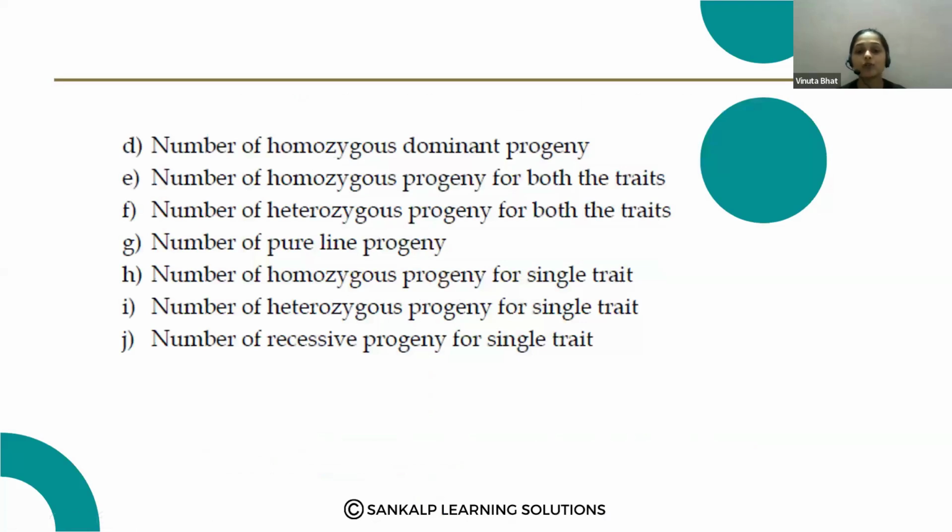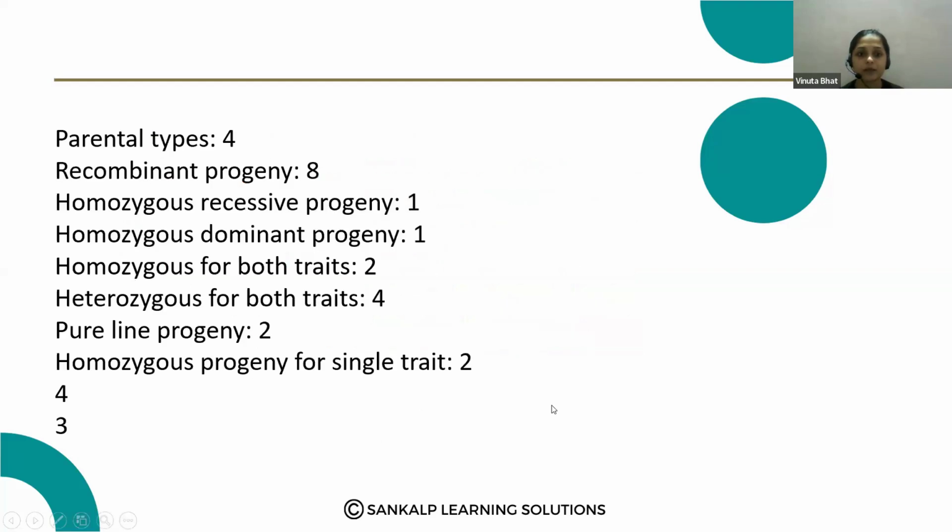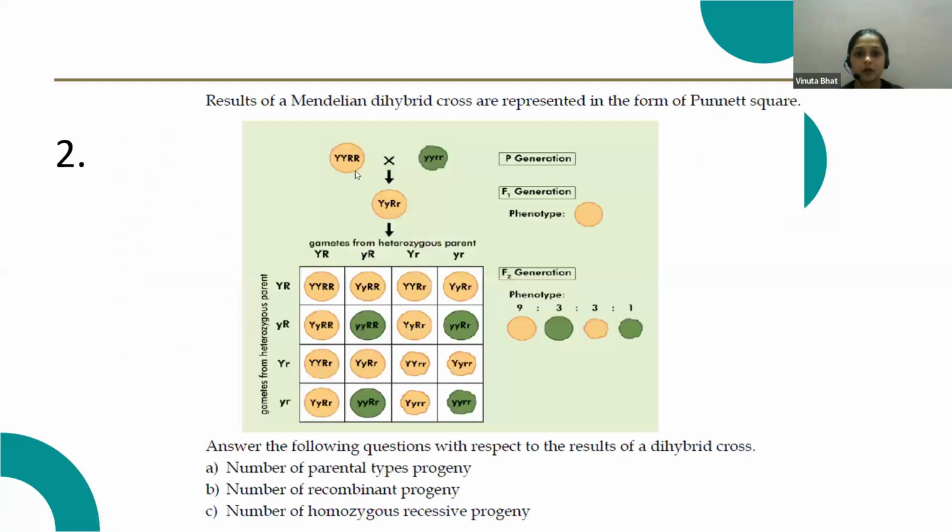Number of homozygous progeny for both the alleles. Okay, so there should be a homozygous condition. They should be in the homozygous condition for both the traits. Both the traits means here, homozygous for both traits.